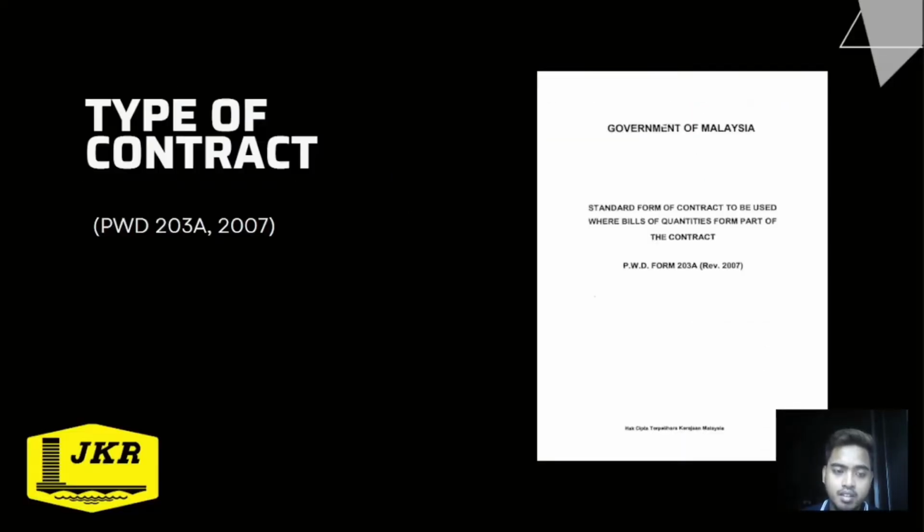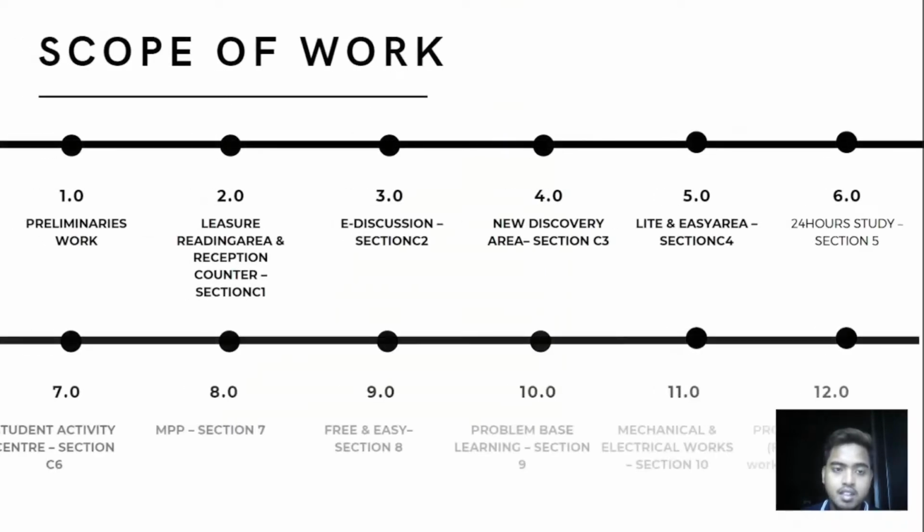Next is type of contract. Due to this being a government project, the type of contract used is PWD 203A Revision 2007. Next is the scope of work.